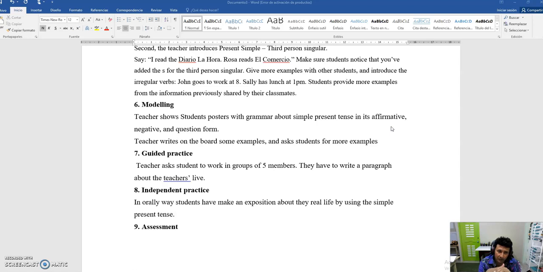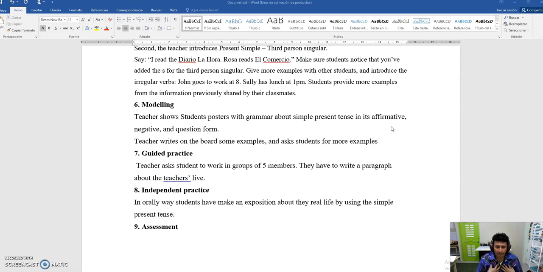Now let's go to the 7th step. The 7th step is the guided practice. Let's go in to see what's going on. Here the teacher asks students to work in groups of 5 members. They have to write a paragraph about the teacher's life. They will talk about me.